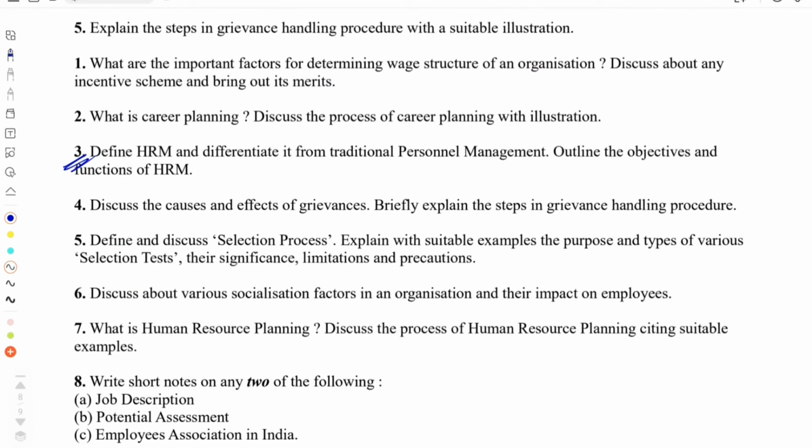Define and discuss selection process. Explain with suitable examples the purpose and types of various selection tests, their significance, limitations and precautions. Okay, so what selection processes we have already discussed. So the various types of selection tests.